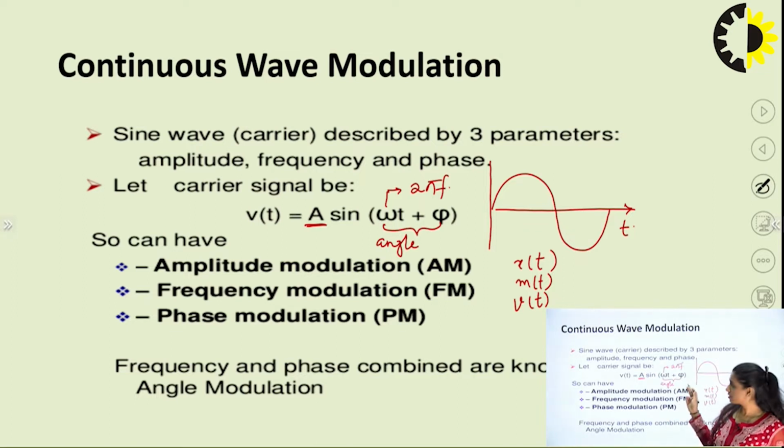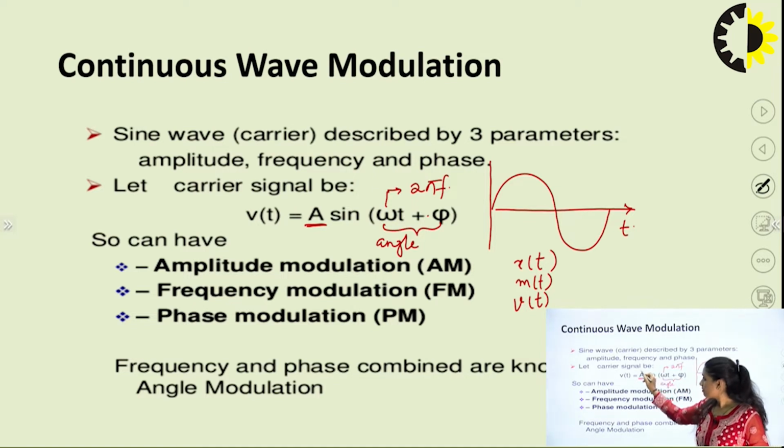If this had been a pure sinusoid, then the phase variation would have been 0 here. But as I am representing it with some plus minus of phi, that means it shows some deviation from the actual phase. So this is not a pure sinusoid; there is a phase variation for it. So a sine wave is described by three parameters: amplitude, frequency and phase. Let the signal be v(t). I won't consider it to be the carrier here, I will consider it to be the message signal here.